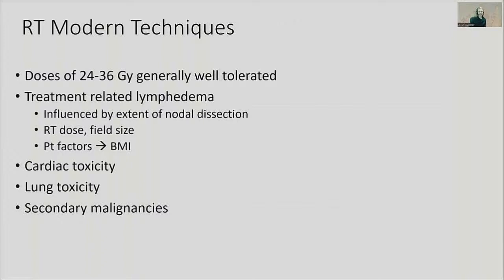And with these modern techniques, we can say that doses of 24 to 36 gray are generally well tolerated. There is some risk of treatment-related lymphedema as these patients do undergo surgery prior to their radiation. This is influenced by the extent of nodal dissection, the RT dose and field size, which is, at least in terms of dose, smaller than the traditional doses for breast cancers. It's also influenced by patient factors, including BMI.